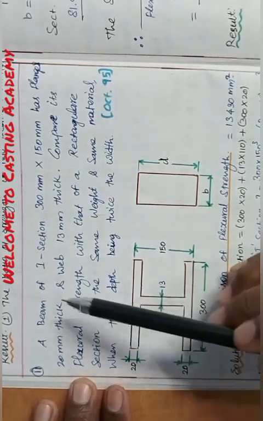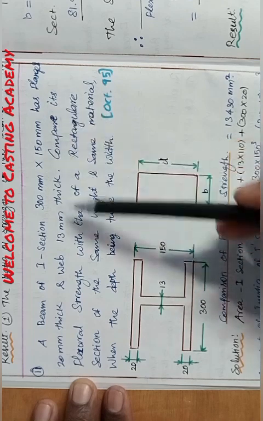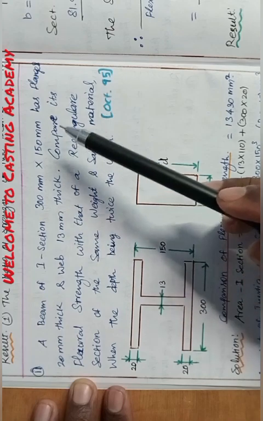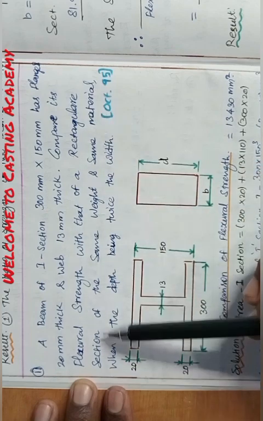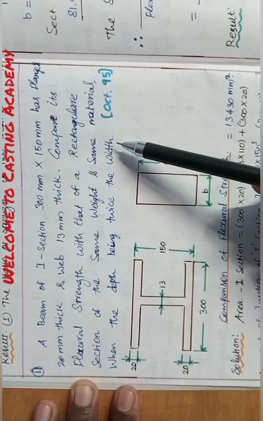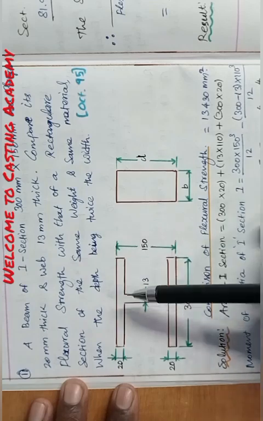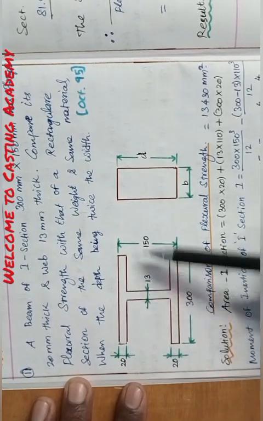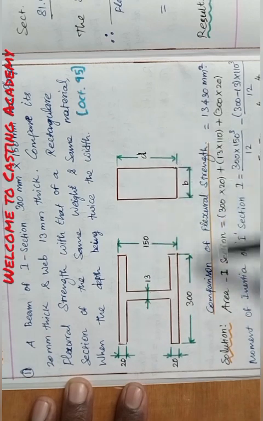Next problem. A beam of I section 300 mm into 150 mm has flange 20 mm thick and web 13 mm thick. Compare its flexural strength with that of the rectangular section of the same weight and same material, when the depth is twice the width. So the case is comparison. First of all consider the cross section of the beam like this, 20 mm flange, web thickness 13 mm, and 150 deep and 300 mm wide. So this is the cross section.